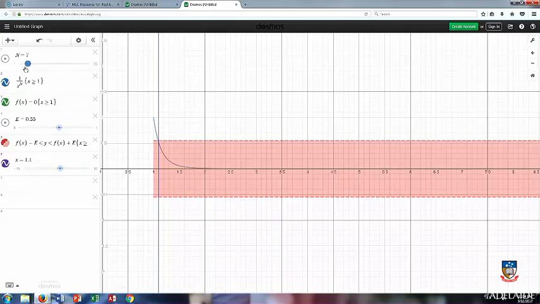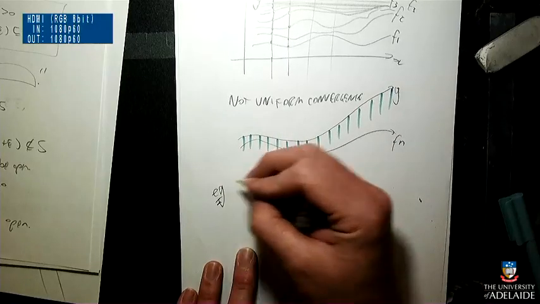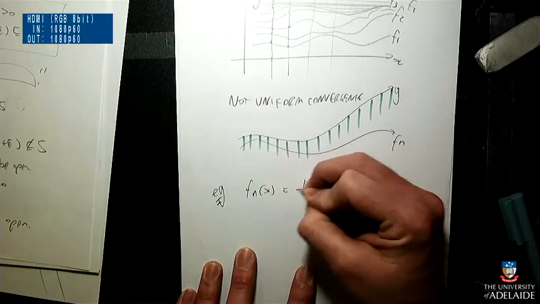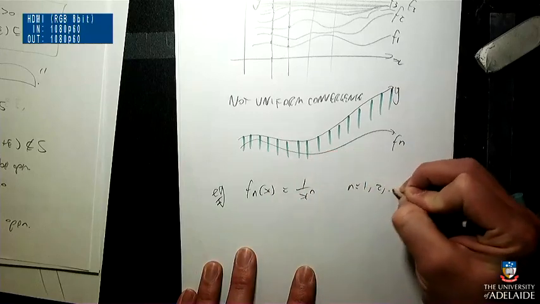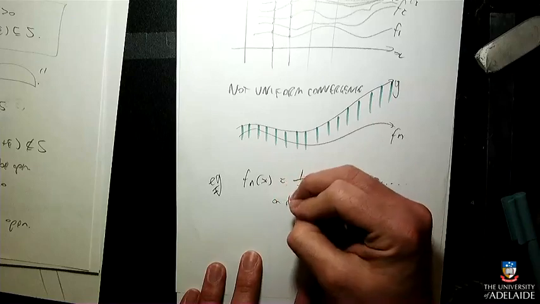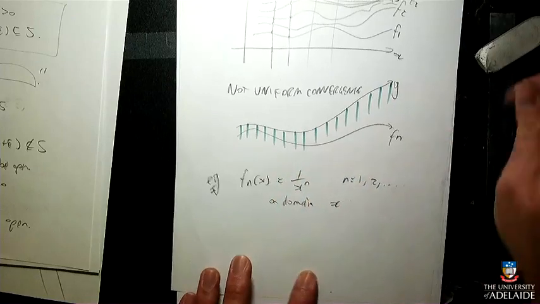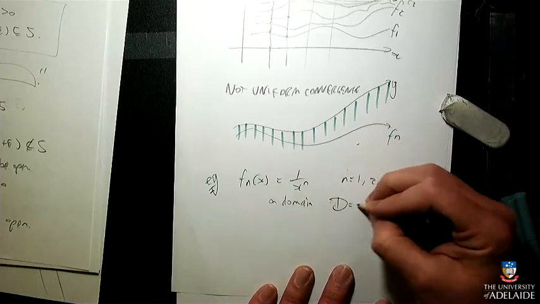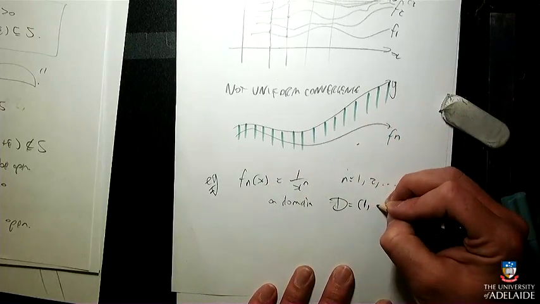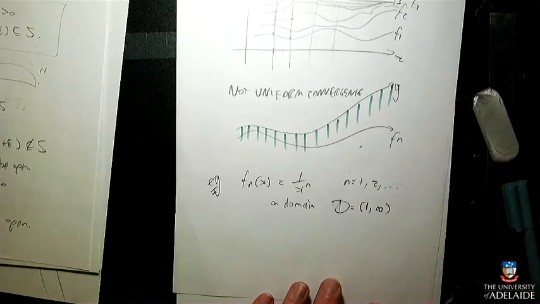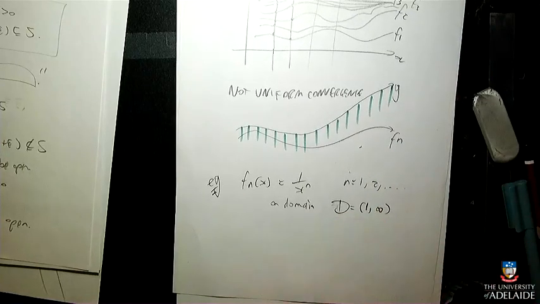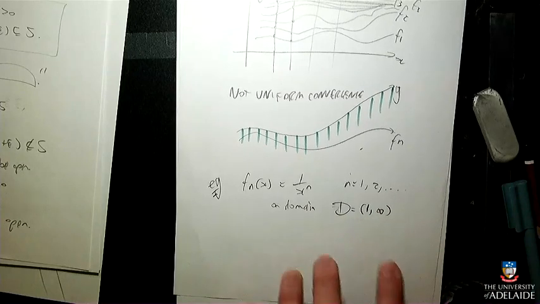Yeah. So let me just go back to here. My first example is that fn of x is 1 over x to the n, on the domain, the open interval from 1 onwards. Okay? I'm not including 1, I don't care about 1. So I know that's pointwise convergent, because no matter which point I pick, I can get the function value to be within any epsilon.